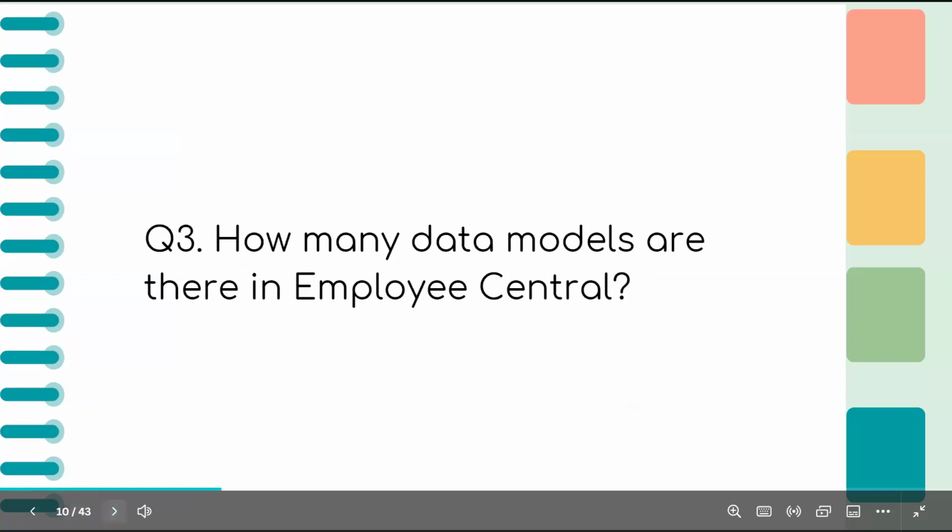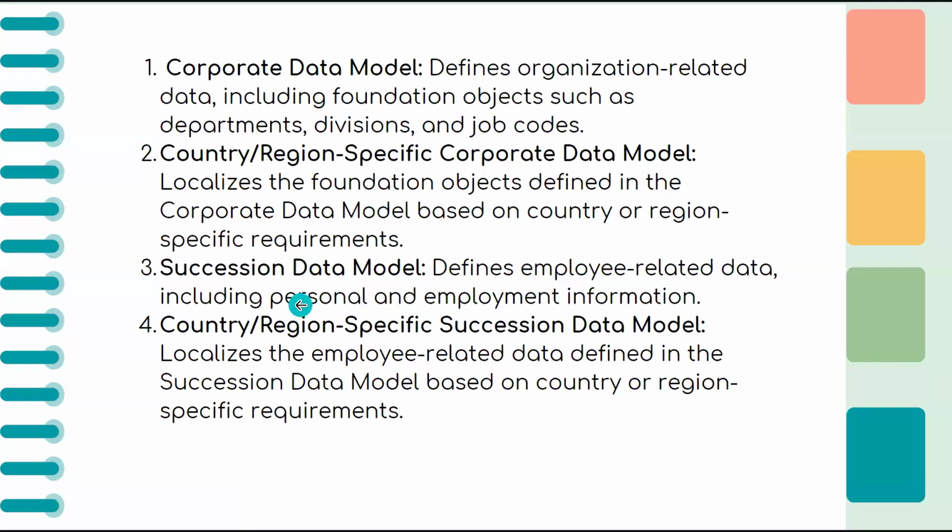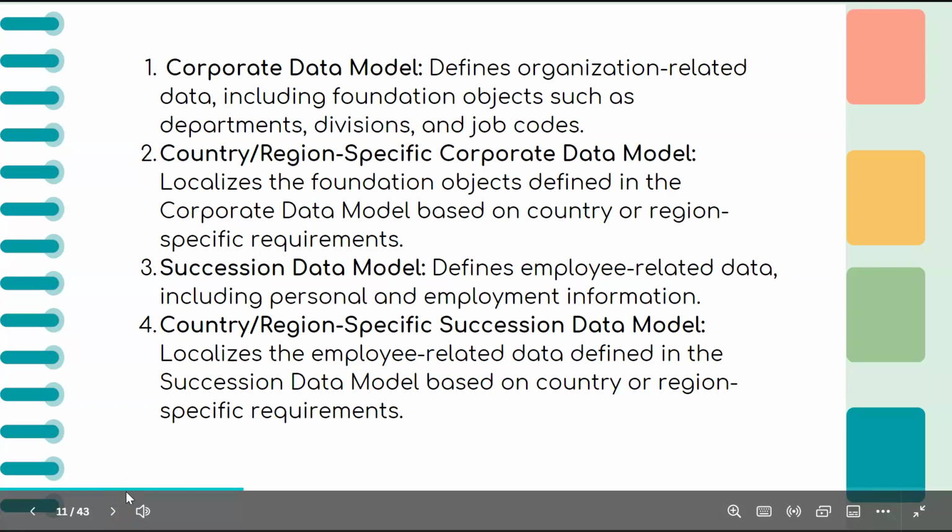Now the follow-up question will be: how many data models are there in Employee Central? The answer will be four types of data model. If it is organization related, then it is a corporate data model. If it is employee related, like personal or employment information, then it will be the succession data model. At present, we have four major varieties of data model. If the interviewer asks for an example, these are the four data models, primarily two only: corporate and succession data model.